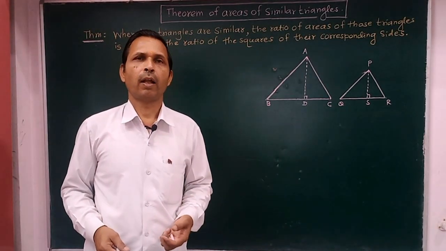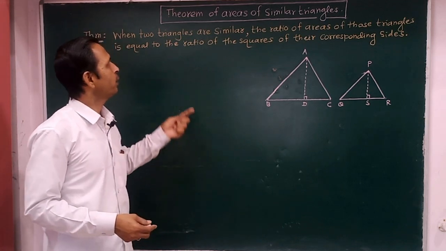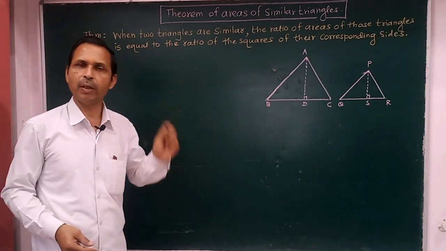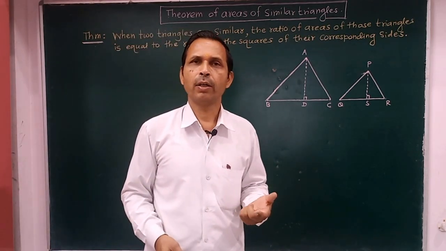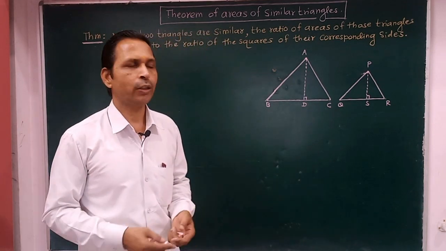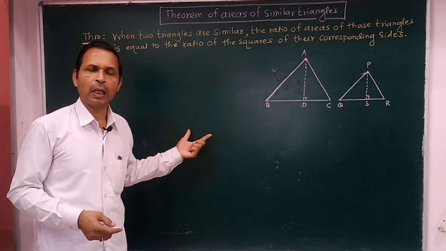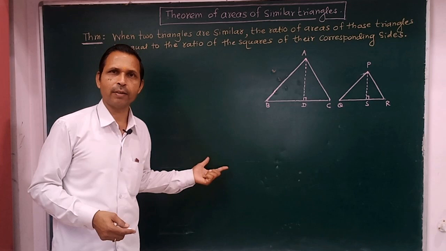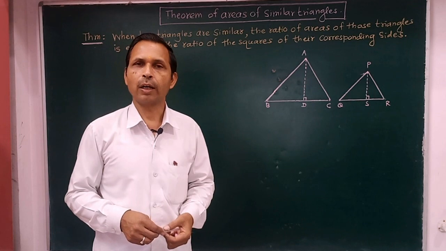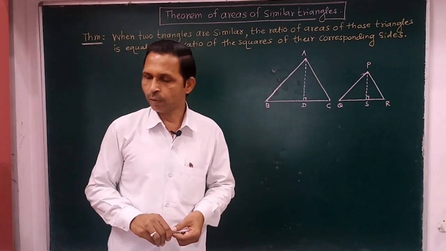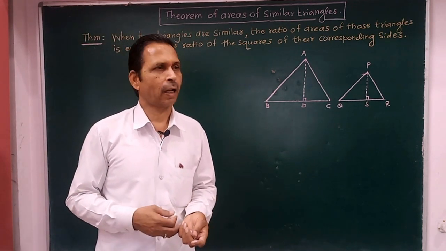Hello students. Let us prove the important theorem in similarity, that is the theorem of areas of similar triangles. Previously we learned the properties of triangles. In those properties, if two triangles are given to you, then the ratio of the areas of these two triangles is equal to the ratio of their product of base and height. This is one of the properties of triangles.